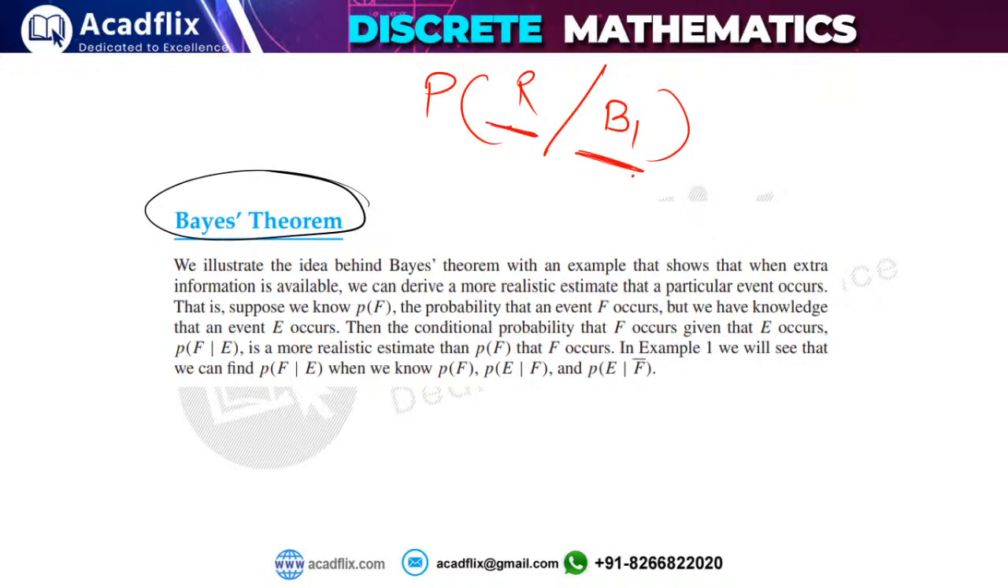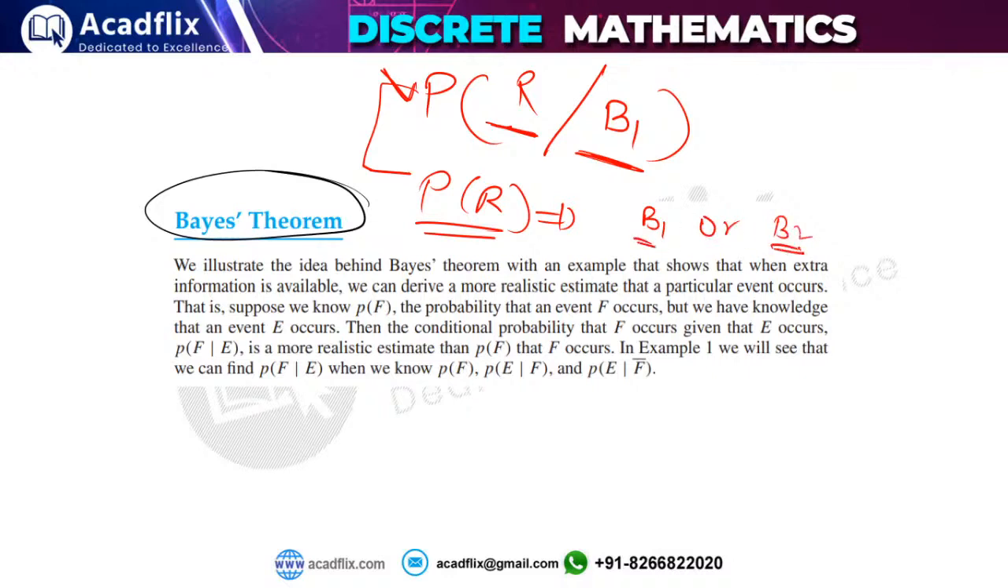So this is the difference between these two questions. In the first question I was asking P(R). In the second question I am asking P(R given B1). In the first question, you can either choose box 1 or you can choose box 2. But in the second question it is already given that you have already chosen box 1. This is the difference between these two questions.